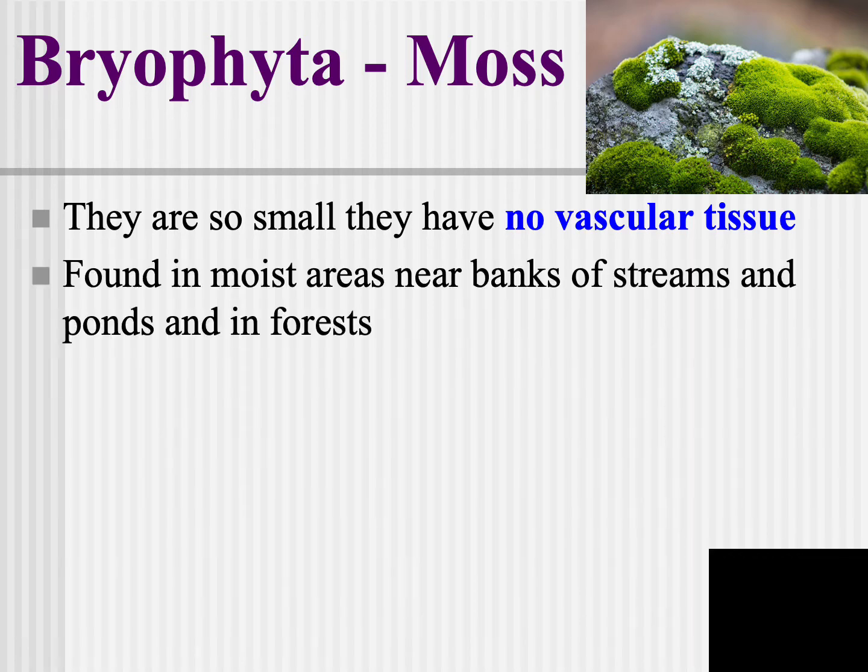Moss are found in very moist areas with a higher amount of humidity because they need to be able to get moisture into their body easily. Usually we'll find them in other places like near streams where it's very moist, ponds, and in forests where there's a canopy and it can create a higher moisture level inside of the canopy.